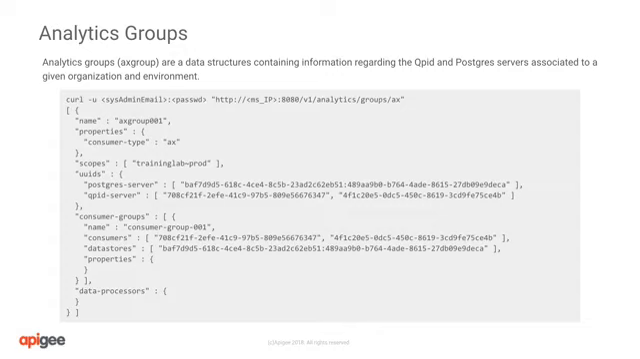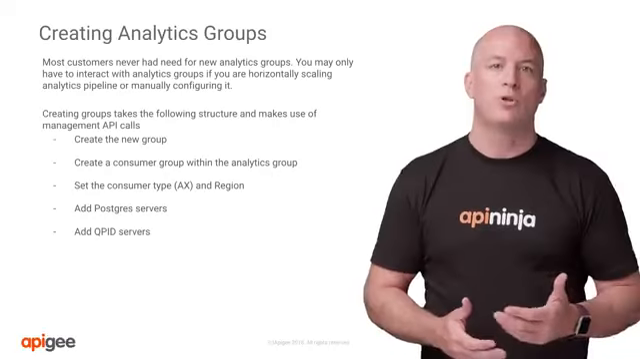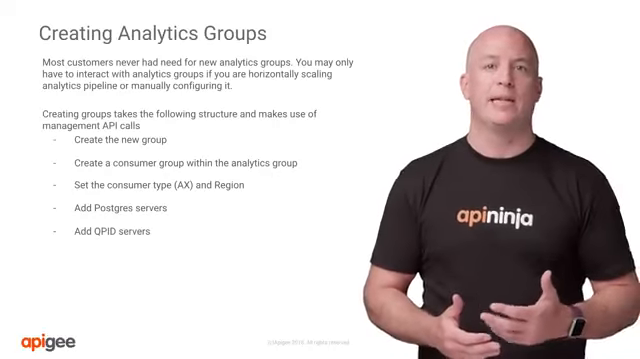Looking further down, we can see that there is a single scope named Training Lab ~prod. This corresponds to an environment name, prod, in the Training Lab organization. Next, there are UUIDs for the Postgres and Qpid servers. The Postgres servers are colon separated, the Qpid servers are comma separated. Finally, we can see consumer groups, which list the Qpid server UUIDs as consumers and the Postgres server UUIDs as data stores. Most customers will never need to create new analytics groups.